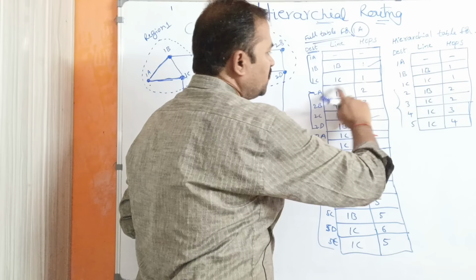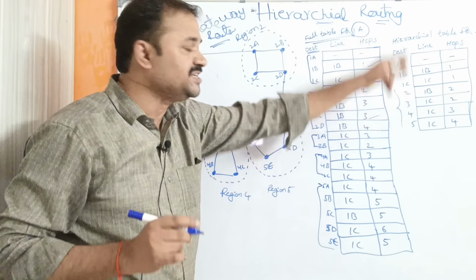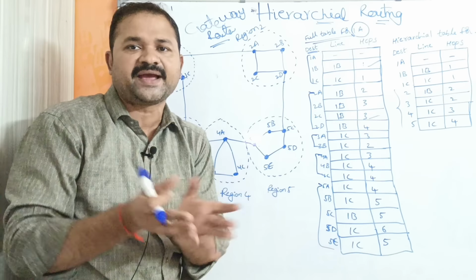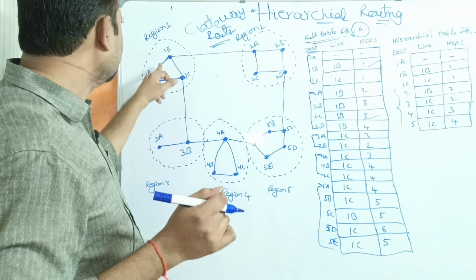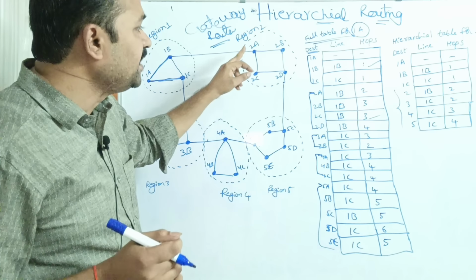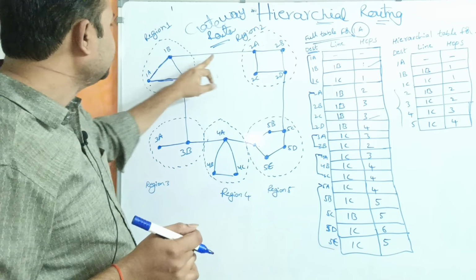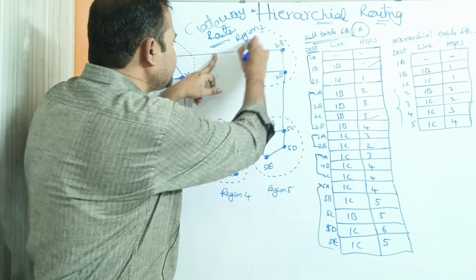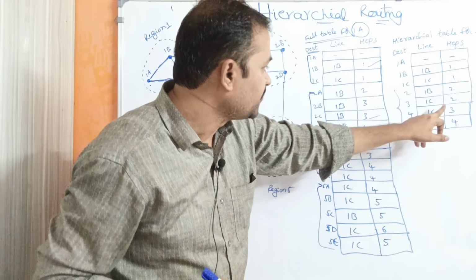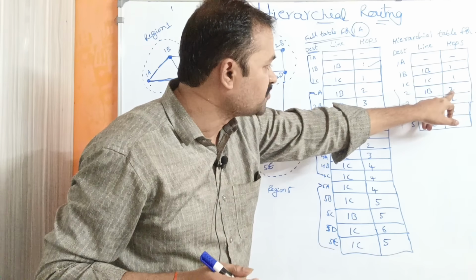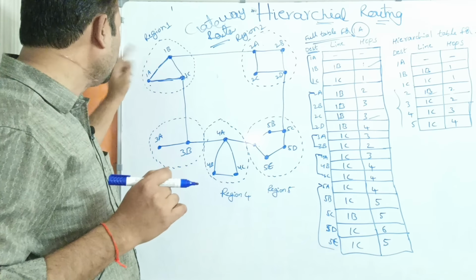Next, 1B and 1C are the same. Next, what is the destination region? The second region. Now we want to transmit the packet from 1A to the second region. How many routers are needed? This is one router, this is the second router, and this is the second region. So 2 hops are needed. Via which router? Via 1B only.